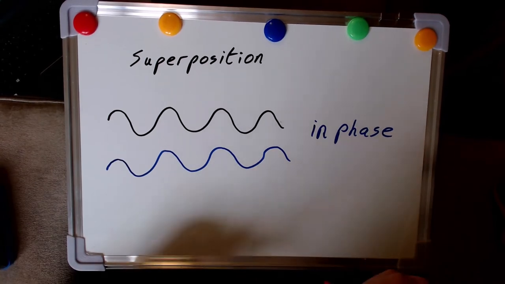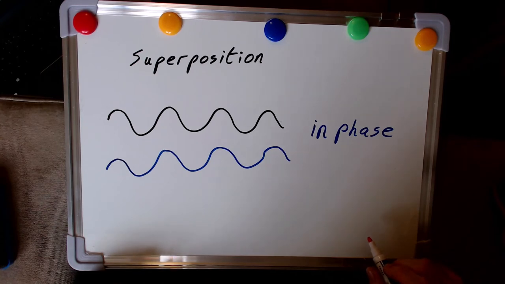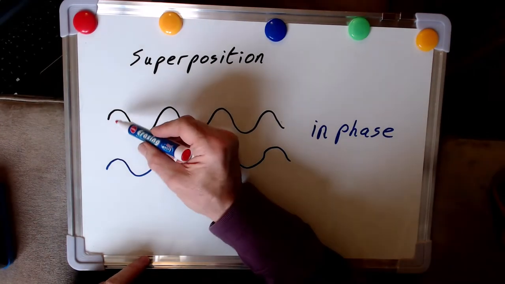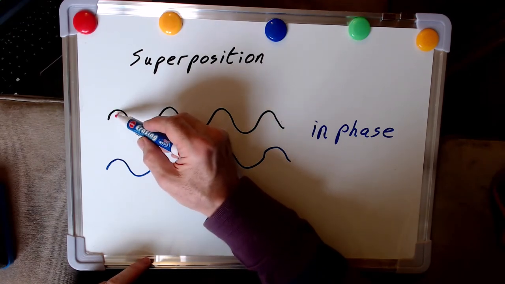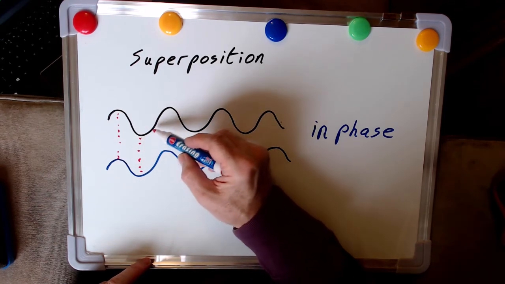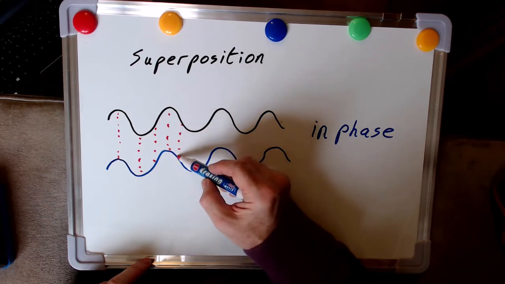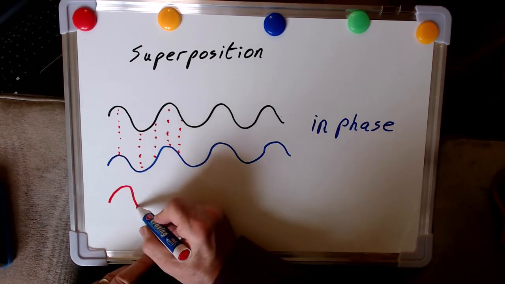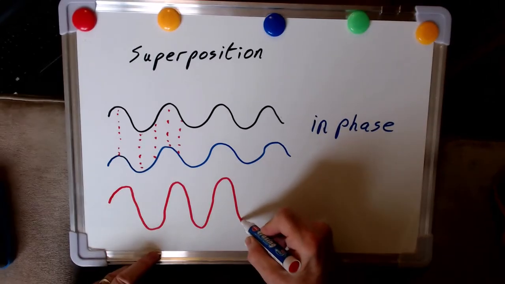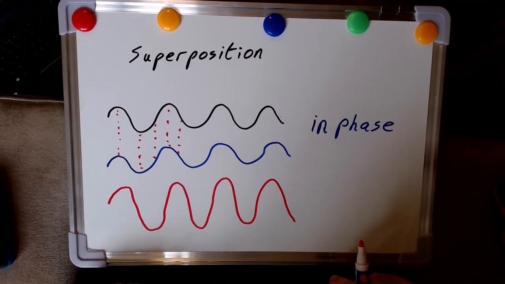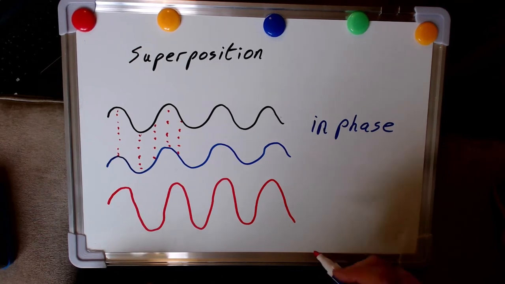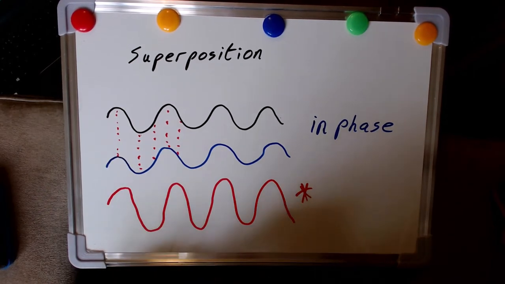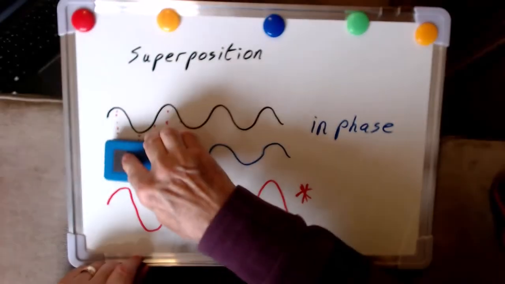So let's move to a third colour now. And we'll look at what we would get as a result of these two waves passing through the same bit of space at the same time. All we do, remember, is at any one point, we're going to add the amplitude of one to the amplitude of the other. So what we'd end up with, certainly with waves like this that are in phase, is that the peaks and the troughs will be higher and lower than they were to start with. And that is the resultant wave that we would actually observe.